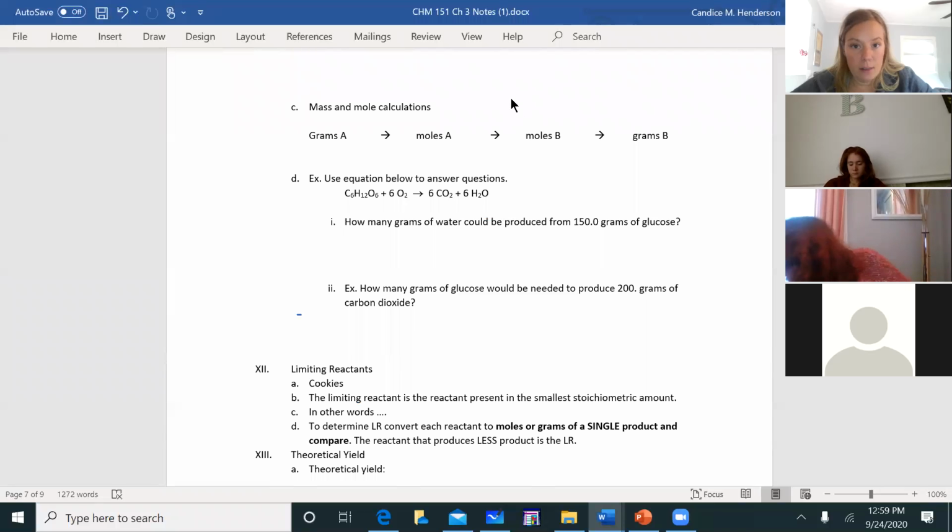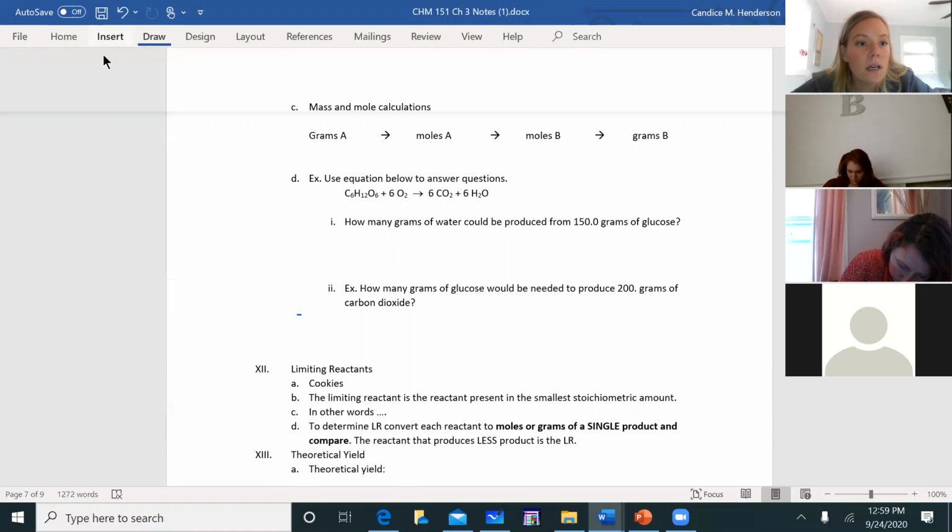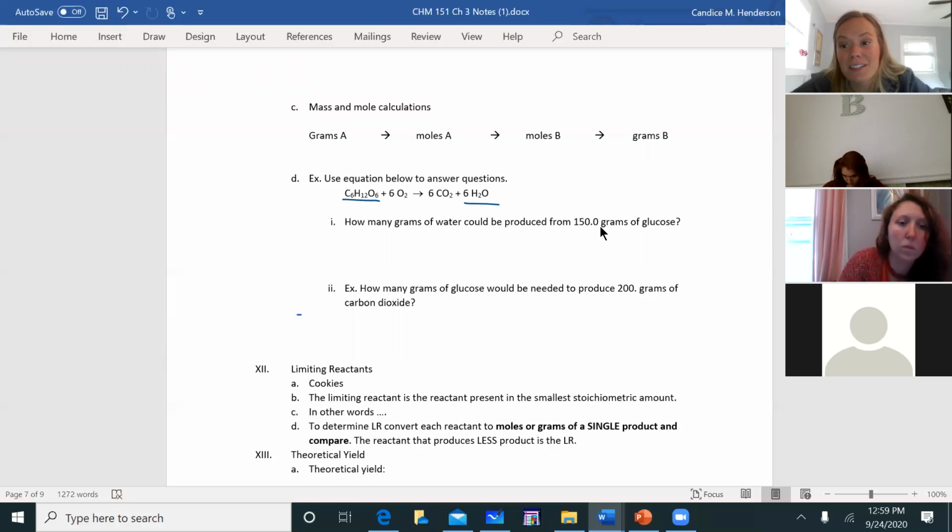We'll do the first one together, and then the second one I want you to do on your own. So for this first one, it says how many grams of water could be produced from 150 grams of glucose? So I'm given glucose. I want to find water. Very similar to the last one we did. The only difference is that our starting information is a little bit bigger.